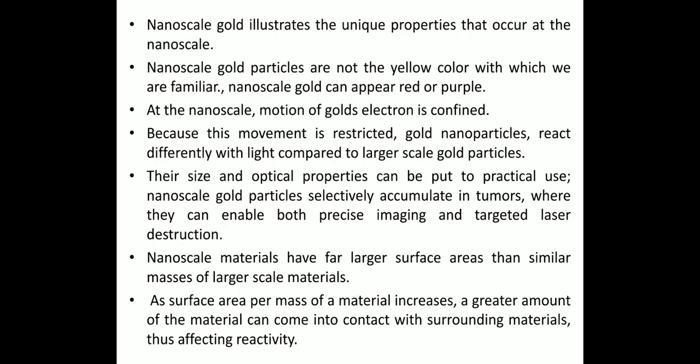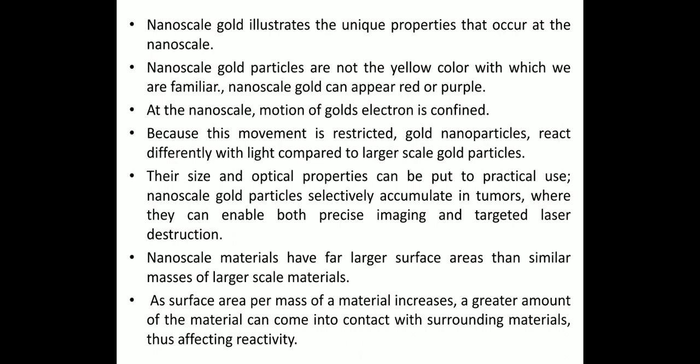Then also the nanoscale gold. These are nanometals, that is gold, palladium, platinum, and silver, which have unique properties that occur at the nanoscale. Nanoscale gold particles are not only the yellow color we are familiar with; nanoscale gold can appear red or purple. At the nanoscale, most of the motion of the gold's electrons is confined, because their movement is restricted.